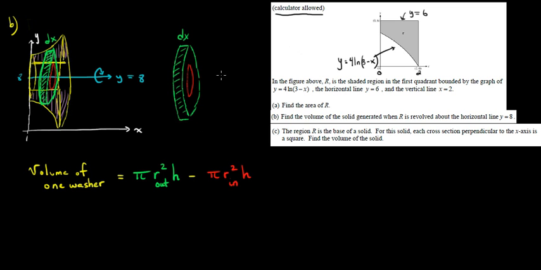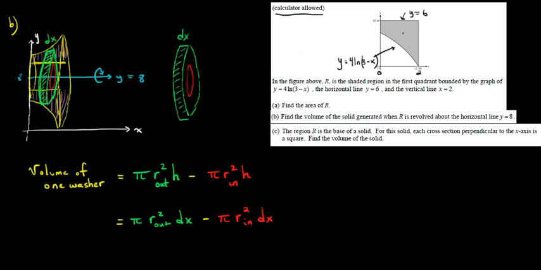So here's the thing. If we look at our diagram, h is given by this dx here. So I can replace h with dx. So that's what I'm going to do. I'm going to say that this is equal to pi, we're going to have r out squared dx, minus, and again the same thing here, h is getting replaced with delta x, so our dx here. So we're going to have pi r in squared dx. Okay, so our formula is starting to come together pretty nicely.